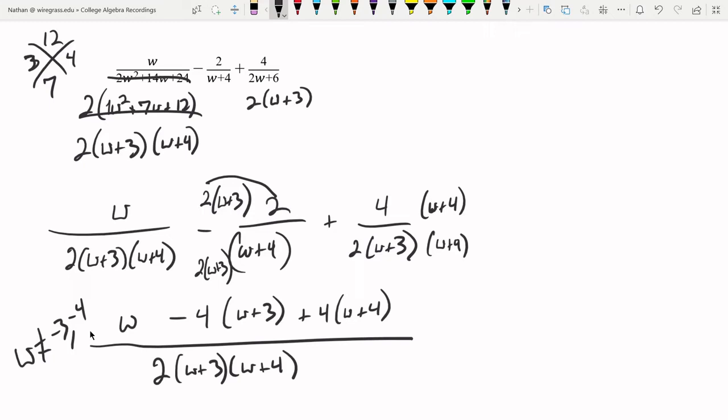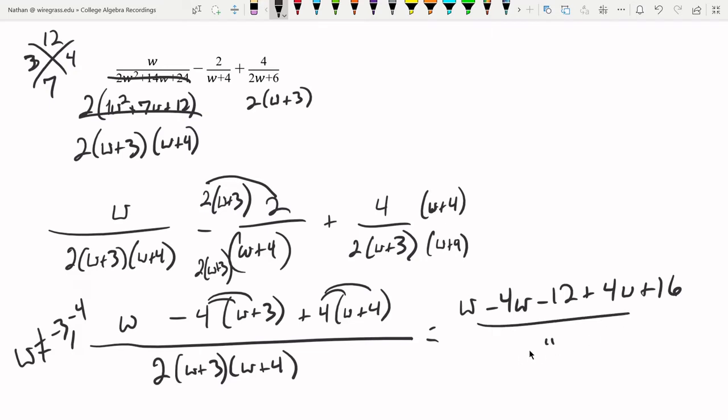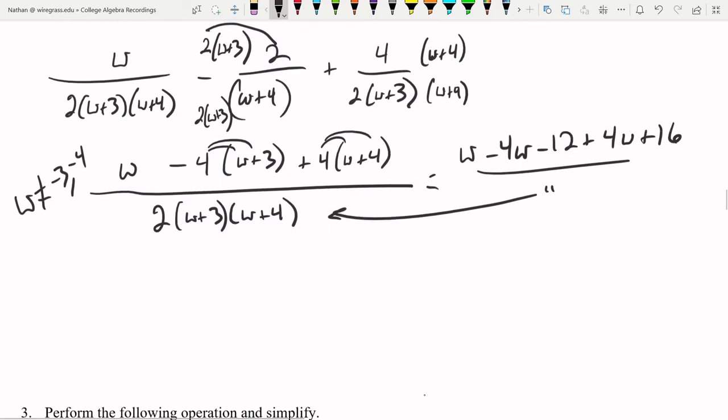Now all we need to do is simplify the numerator and go from there. So distribute the 4's. That's going to give me w minus 4w minus 12 plus 4w plus 16 over the same denominator as that one. Nothing's changed there with the denominators. Okay, now we can see that the w's cancel, and we get w minus 12 plus 16 is plus 4.